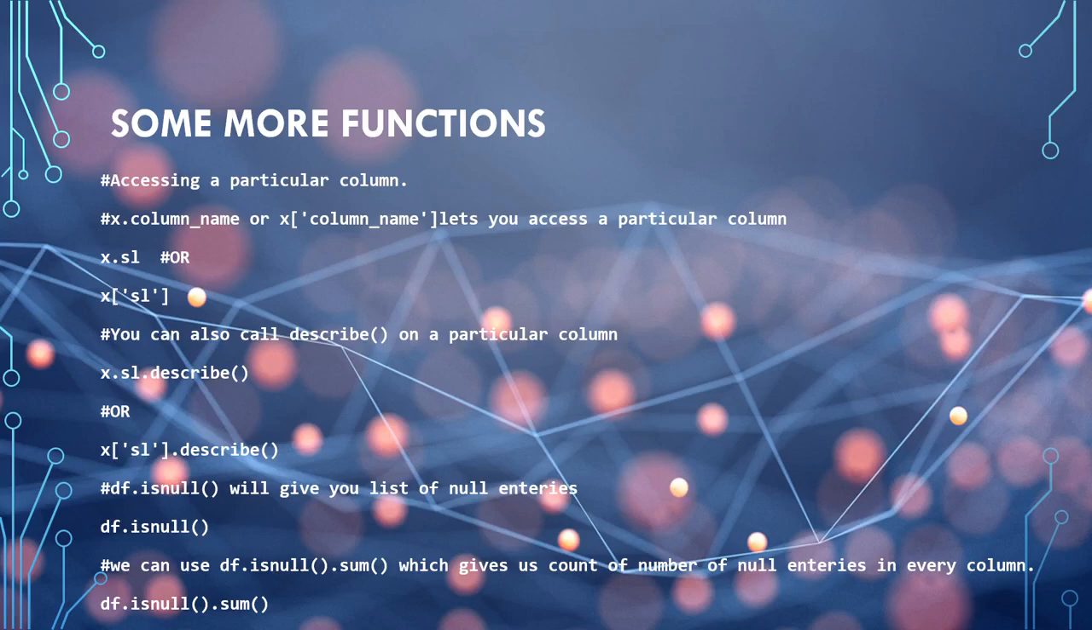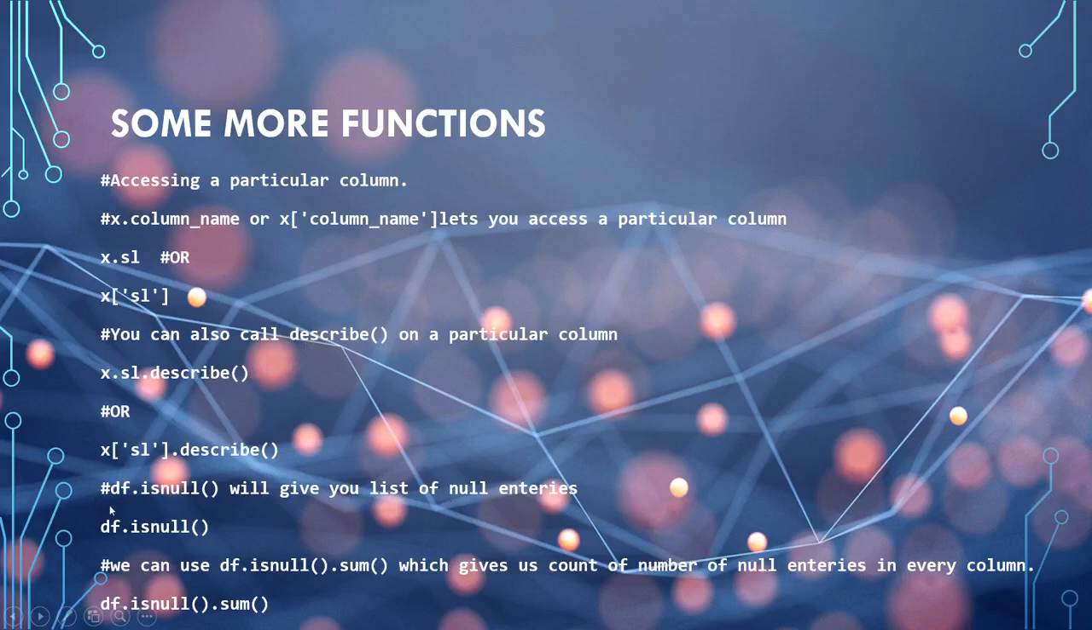Accessing a particular column. So x dot column name, or x of column name within single quotes, lets you access a particular column. Like x dot sl, or we can write it in this way. We saw that sl is the sepal length. It is the name of the column, and you can also call describe on a particular column too. You can write x dot sl dot describe. Earlier describe was used for describing the whole table, but here you can also describe one particular column if you are interested only in that.